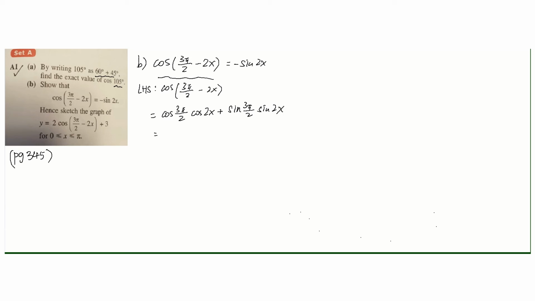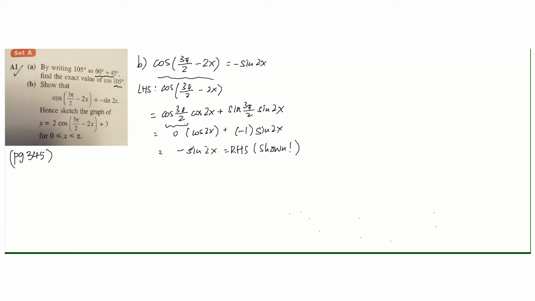Okay, now at this juncture, if you can't recall what is the value of cosine 3 pi over 2, you may go straight into your calculator. Please take note, the mode of your calculator in this case should be in radian because pi is being used here. However, if you want to use degree, then you just have to convert the pi into degree mode. So if I key this into my calculator, this is actually 0. 0 times cosine 2x plus negative 1 times sine 2x. Now this is pretty straightforward. It's just negative sine 2x, and you realize I've actually shown that it equals the right hand side. And happily, I will just put shown.